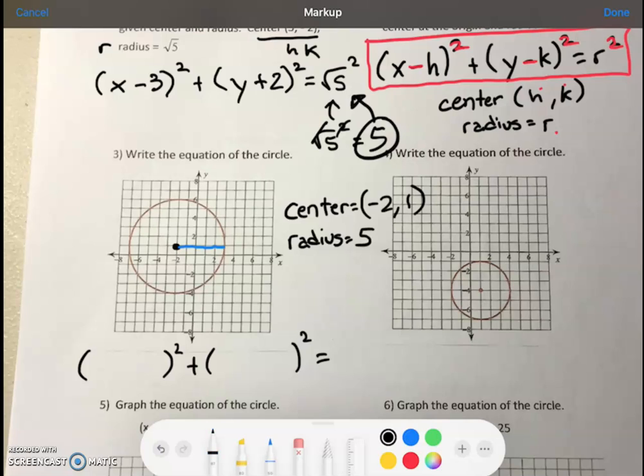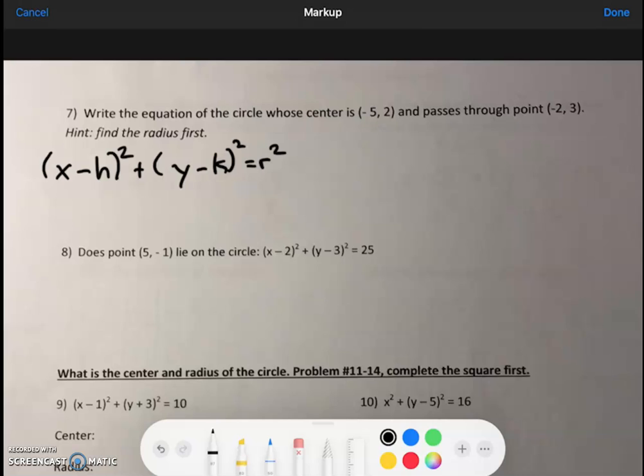So now let's put it all together into the formula. The formula is still in that red box. X minus the center piece, which happens to be negative 2, so we'll turn it into a positive 2 squared. Y minus the center piece, which is 1, so it's going to look like negative 1 squared, plus the radius squared, 5 squared, which we can turn into 25. And that represents r squared, radius squared. All right. Now I'm going to go on the back side and try number 7 and 8.